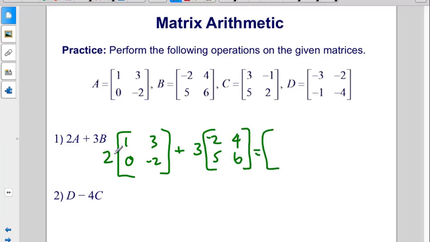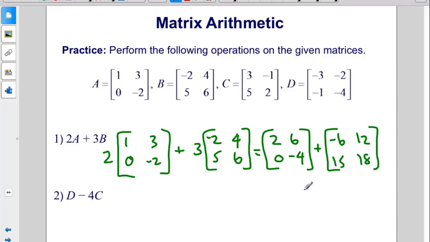All right, so the first thing I'm going to do is multiply the scalars in. So 2 times 1 is 2, 2 times 0 is 0, 2 times 3 is 6, 2 times negative 2 is negative 4, plus, and we have 3 times negative 2, which is negative 6, 3 times 4 is 12, 3 times 5 is 15, 3 times 6 is 18, and now we add those together. So that is going to be 2 plus negative 6 is negative 4, 6 plus 12 is 18, 0 plus 15 is 15, and negative 4 plus 18 is 14. And that's our answer.